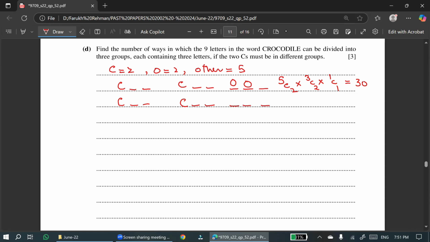That is, we will place two O's in the first group. Now, for the second group, we want to place two elements out of the remaining five. And for the third group, we will place three elements out of three. There are 10 options.